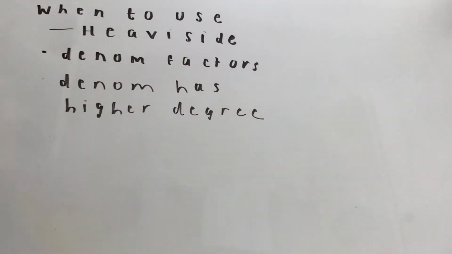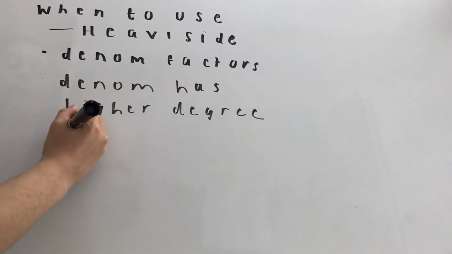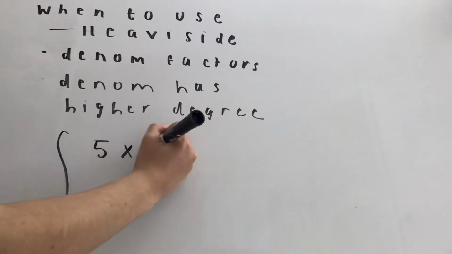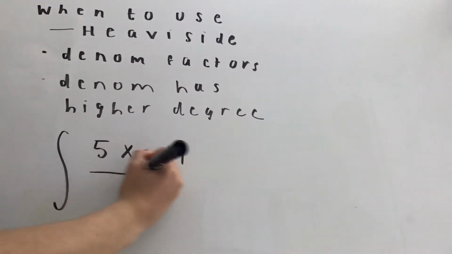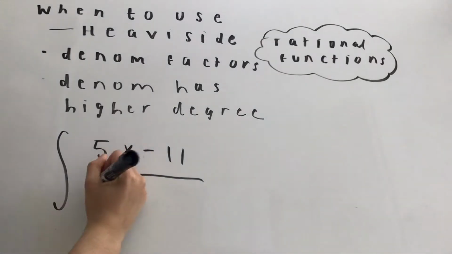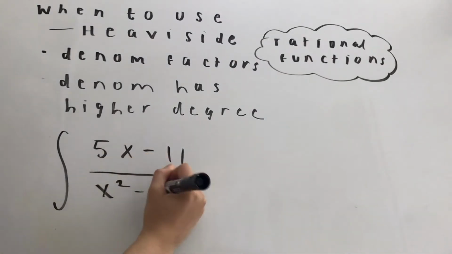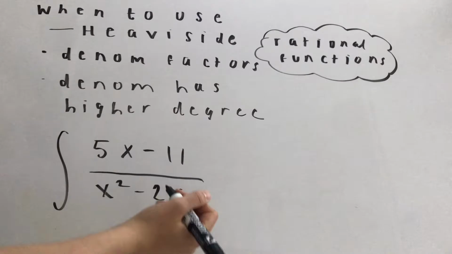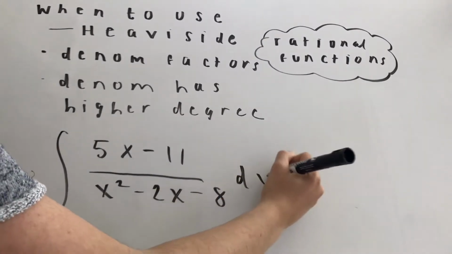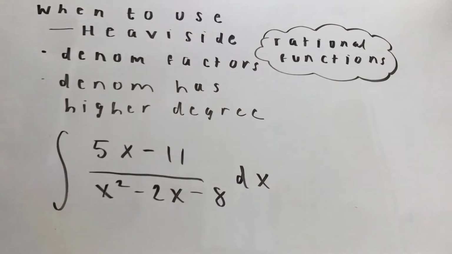A clear example of this would be an example that we're going to do later. Something like 5x minus 11. So you have a degree of 1 on top. Review your rational functions if you forget this. Over x squared minus 2x minus 8. And always make sure you have the differential in there, dx. So this is an example of when we'd use it.